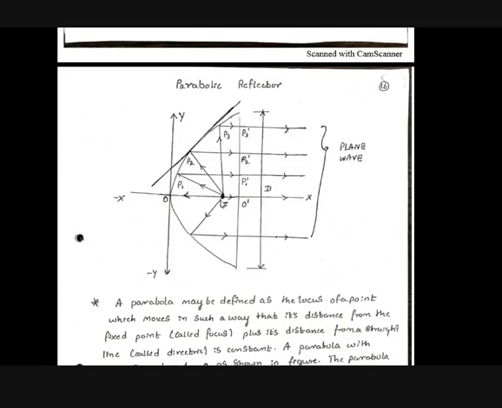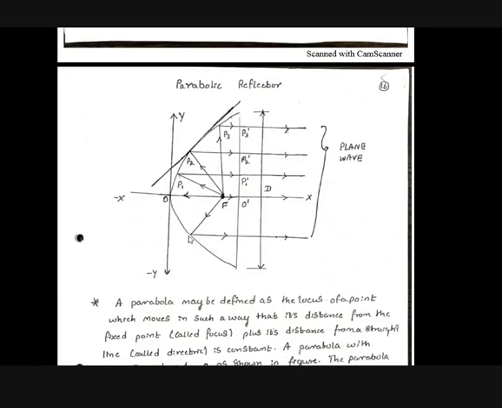Now what is going to happen? The ray generated by this source at the focal point is going to strike this particular curved surface. Just remember, the curved surface is struck at point P1, at P2, at P3, and also at P4.